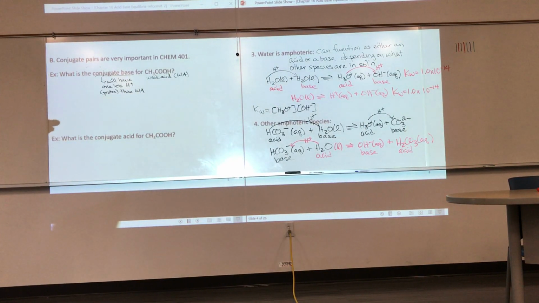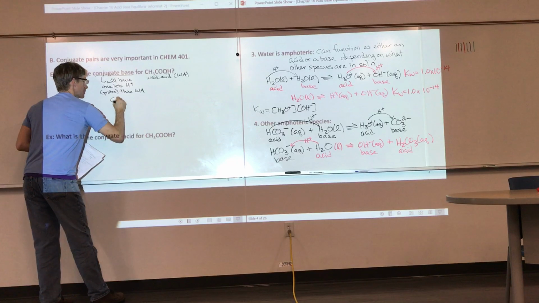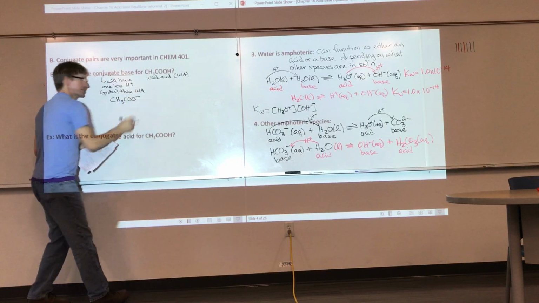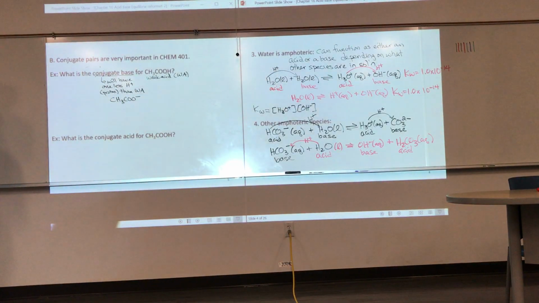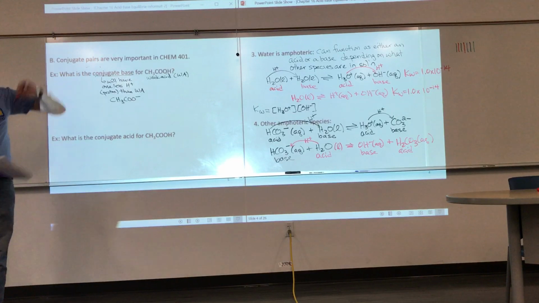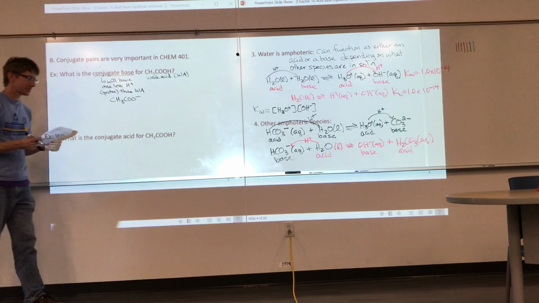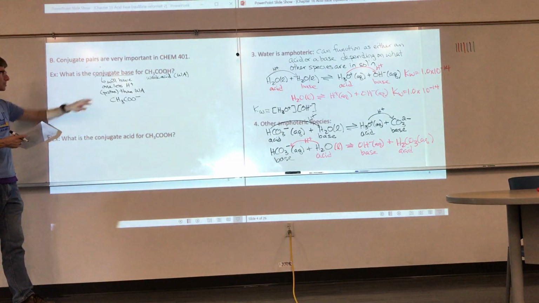Which H plus will we take away? The one way over here. We will be left with the acetate ion. And one of the things I will point out to you is that as we go through weak acids and their conjugate bases, you're going to see ions that you've already memorized from Chem 400 greater than 90% of the time. So expect that. Questions about this?